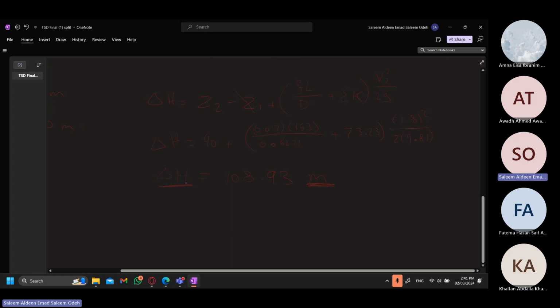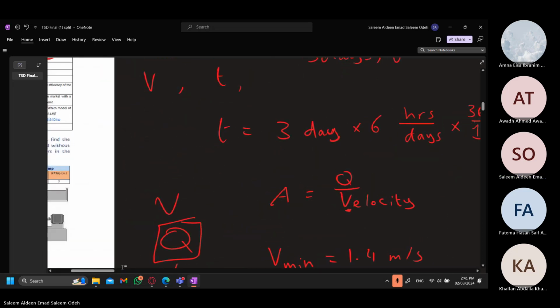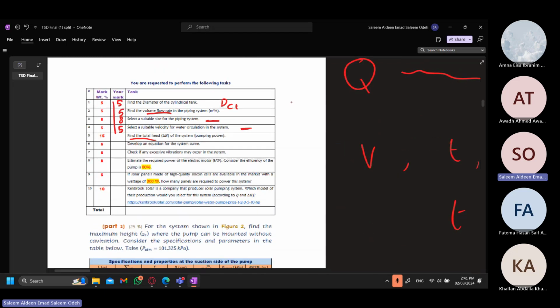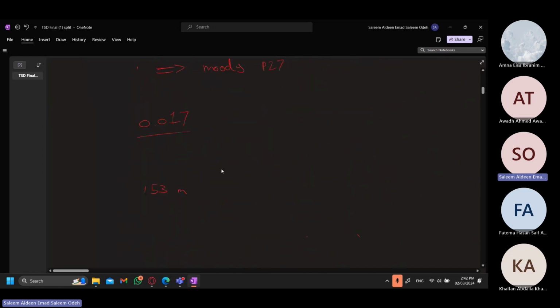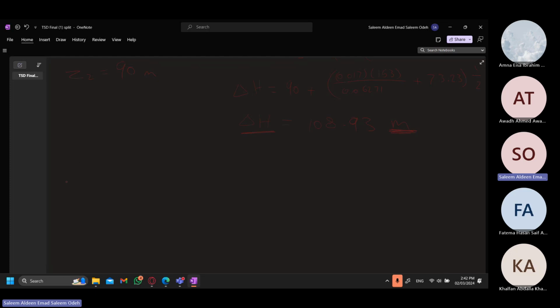But we will rewrite, oh, sorry. Before we move on, we'll go back to this table for the marking criteria, and we've calculated the delta H now. So that is 15 marks. Develop an equation of the system curve. This one is also simple. All we will need to do is take the delta H we just calculated, right? But rearrange the equation to be, we'll write this equation.